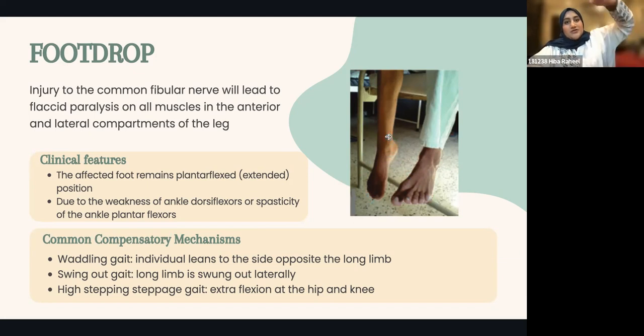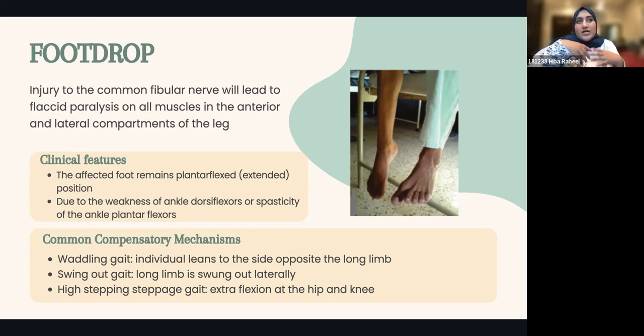So remember, plantar flexion is when you point. Remember plantar flexion as plants grow on the ground, so the foot is pointing towards the plants. And dorsiflexion is when the toes are pointing towards the sky, the opposite of plantar flexion. So the patient's foot would be extended, and it looks limp. When they walk, it's going to create a slapping sound, and they would have weakness in the ankle dorsiflexors or spasticity of the ankle plantar flexors.